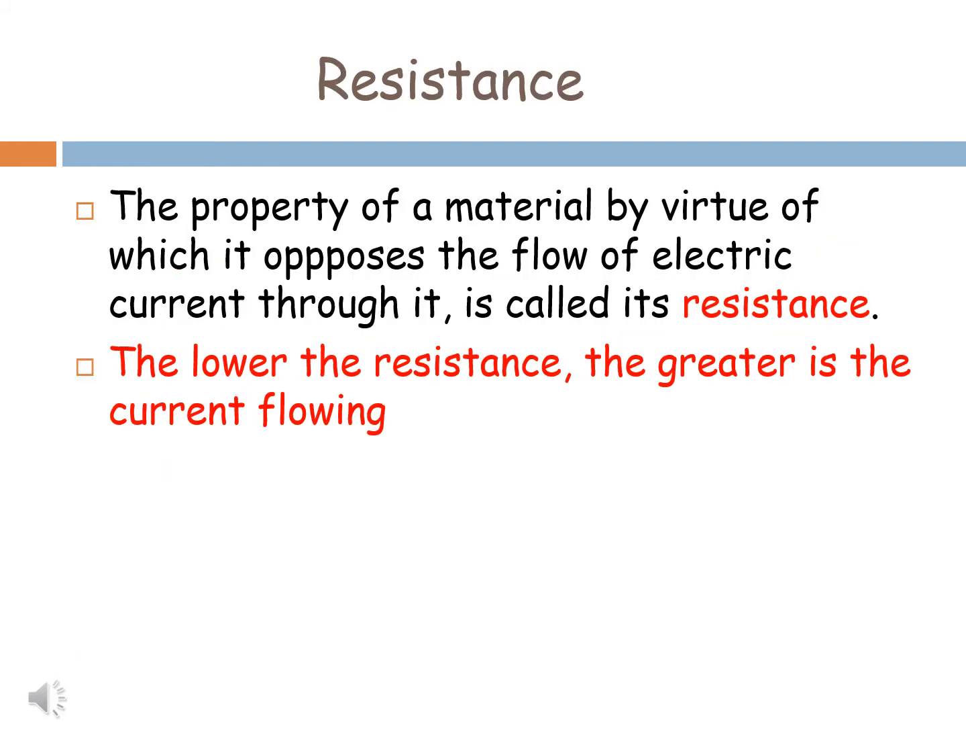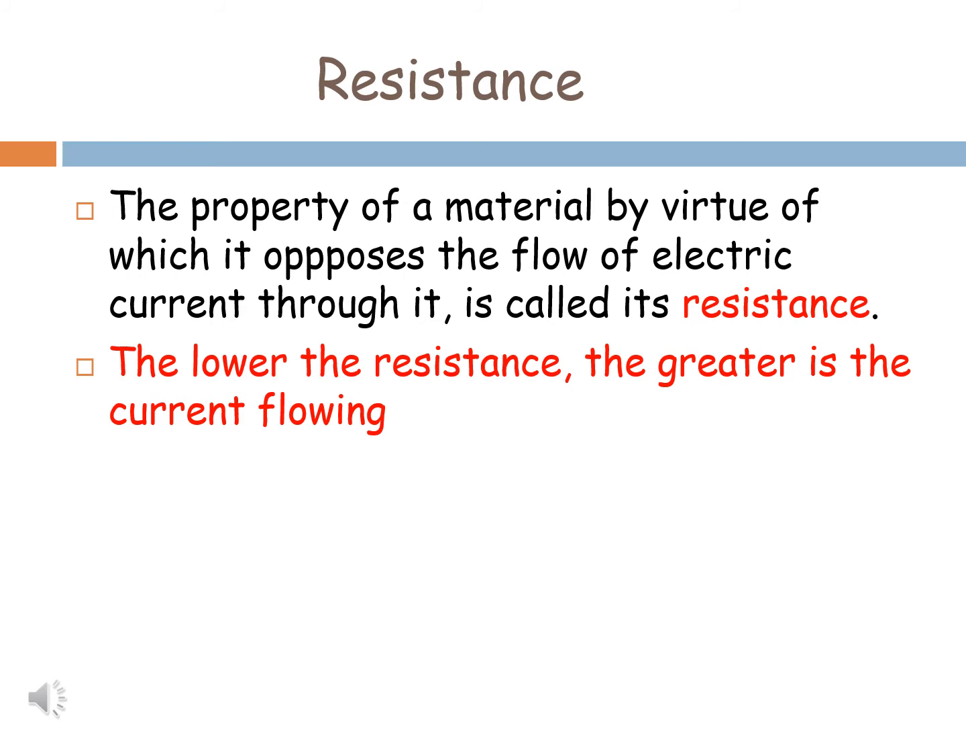Now the next topic we will discuss is resistance. We'll try to understand what resistance is. The property of a material by virtue of which it opposes the flow of electric current through it is called its resistance. So the lower the resistance, the greater is the current flowing. We can understand this resistance with the help of an example.